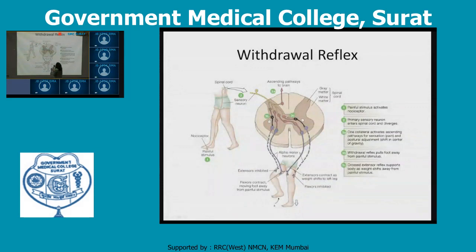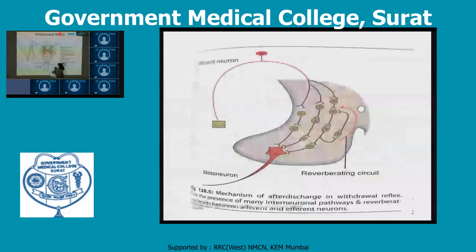One is flexion of the affected limb. There is the flexor reflex and the extensor reflex, that is the crossed extensor reflex of the other limb, which helps in maintaining the body posture and body balance, and which supports the body weight and helps in shifting away from the painful stimulus. Next. So these are the details about stretch reflex, inverse stretch reflex, and withdrawal reflex.